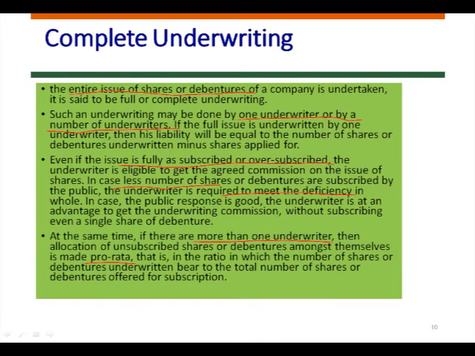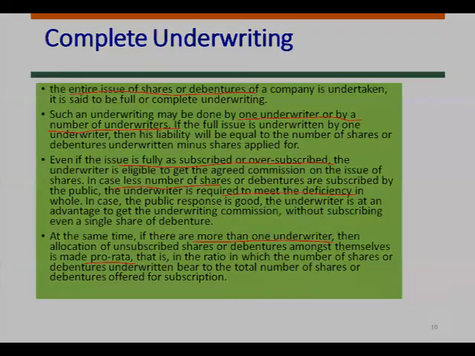Similarly, if there is more than one underwriter, then the allocation of unsubscribed shares or debentures amongst themselves is made pro rata, that is, in the ratio in which the number of shares or debentures underwritten bears to the total number of shares or debentures offered for subscription.